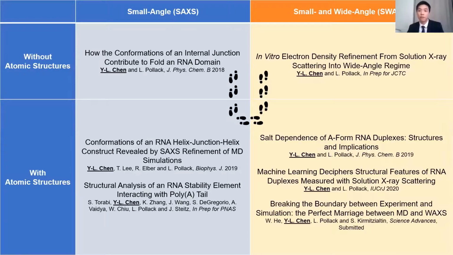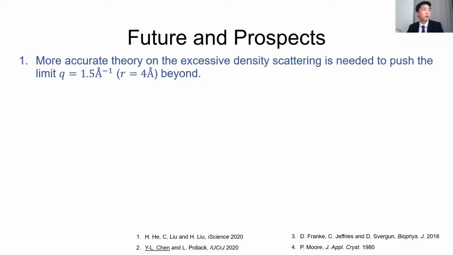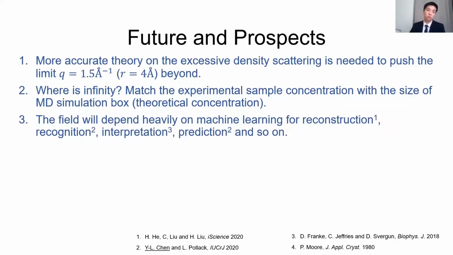And here I want to talk about some future potentials and future aspects. On the theoretical front, more accurate theory on the excess density scattering theory is needed to push the Q beyond 1.5. And also, we need to match the theoretical sample concentration with experimental sample concentration by a proper choice of MD simulation box. This is a very new field, and it will depend heavily on machine learning for reconstruction, recognition, interpretation, prediction, and many more.